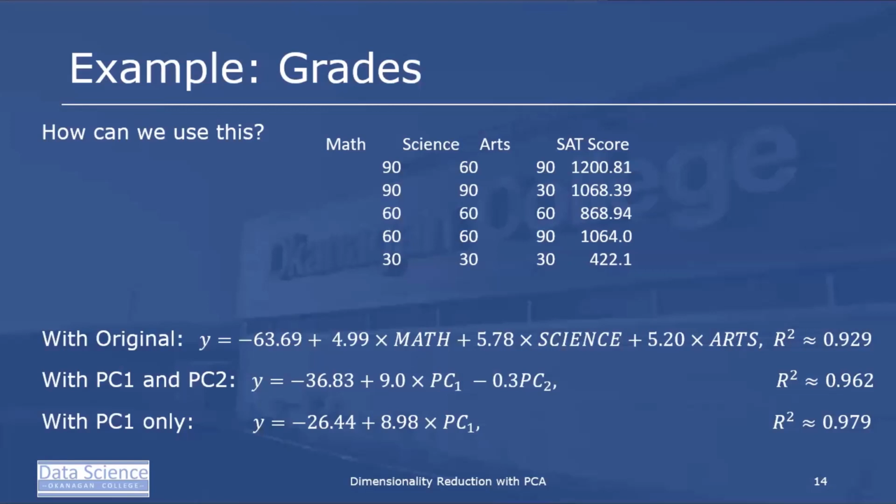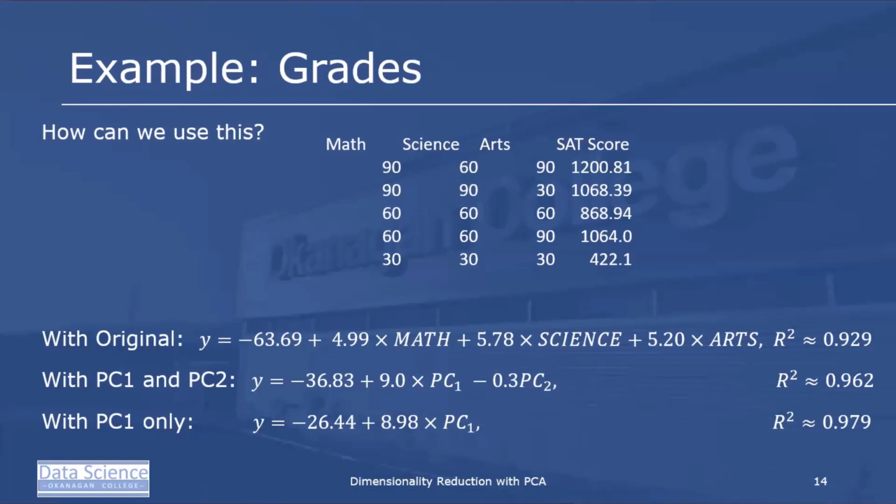So I ran a standard regression with the original data, and I got y equals negative 63.69 plus 4.99 times the math score, plus 5.78 times the science score, plus 5.2 times the art score. And that gave me an adjusted R squared of 92.9. If I run the same regression with principal component 1 and principal component 2, I get something that looks like negative 36.83 plus 9 times PC1 minus 0.3 times PC2, which gives us an adjusted R squared of 0.962.